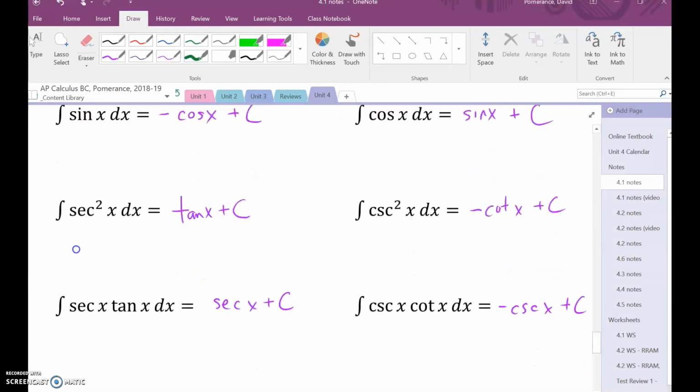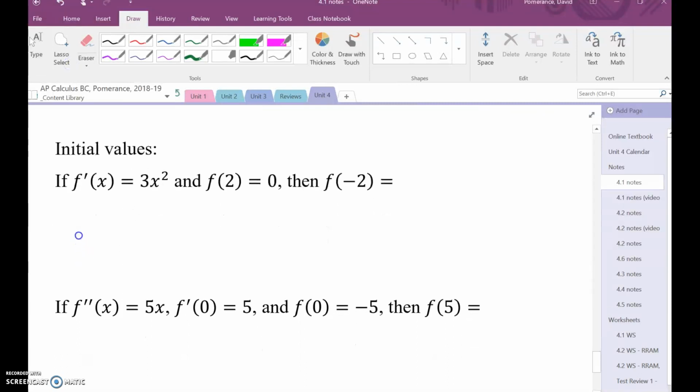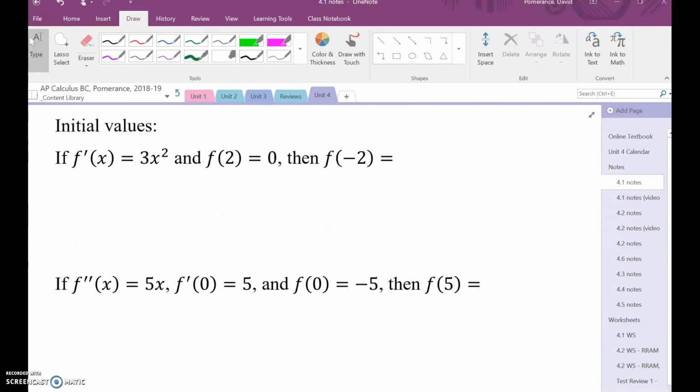All right. Last bit we're going to do here in this section is initial values. So the idea here is that if we are given some information about the original function, then we don't have a plus c anymore. For example, if we have f prime of x equals 3x squared, we know that f of x is going to be the antiderivative of 3x squared dx, which we can do pretty easily. We're experts at that at this point.